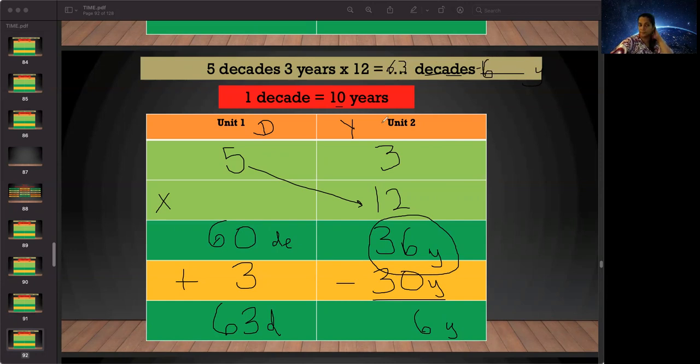Another option would be that the question could ask you just how many years, to answer in years. In that case, you take your 60 decades and convert it to years. If 1 decade is 10 years, 60 decades is 600 years. So 600 plus 36 would give you 636 years if you had to answer in years.